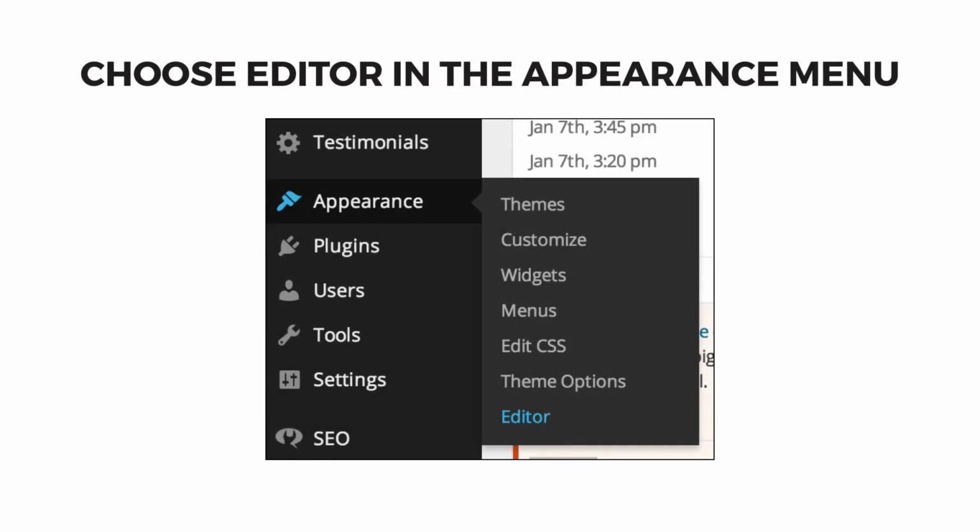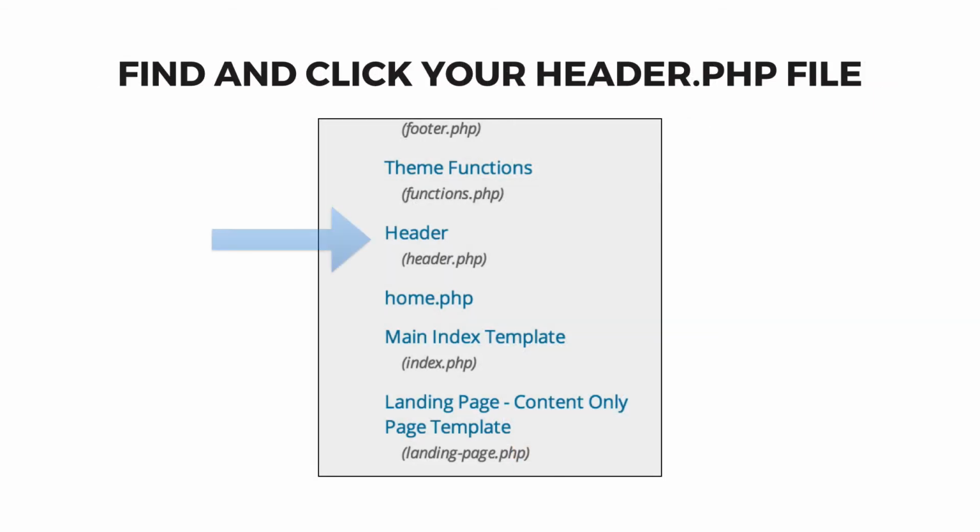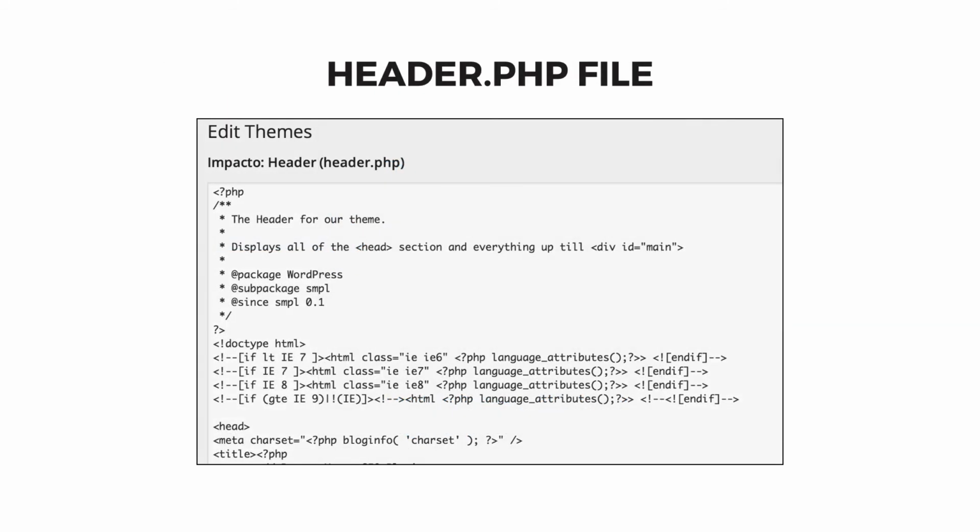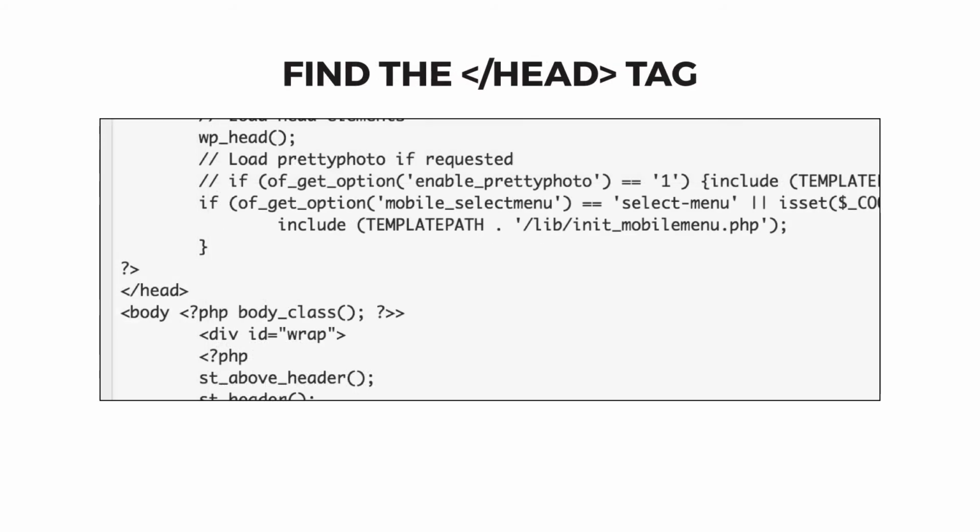Log into your WordPress site's dashboard and choose Appearance, then Editor from the submenu. On the right side of the next page, click on the header.php file to open it up in the theme editor. There's a lot of code that you don't need to understand at this moment. Simply find the head tag and scroll down until you see the /head closing tag.